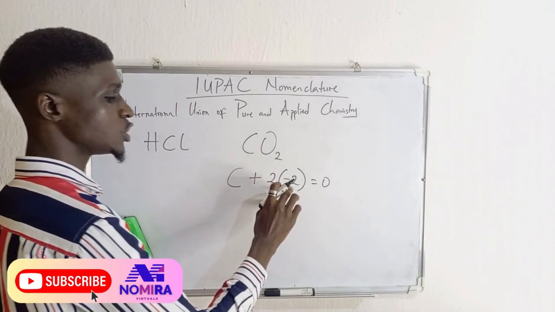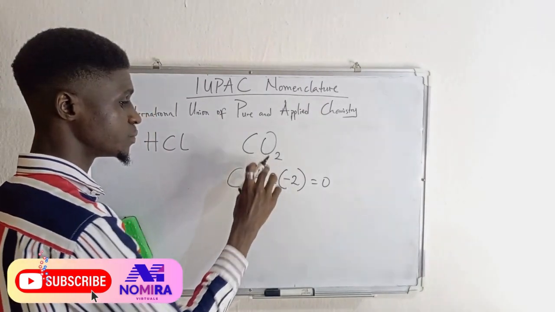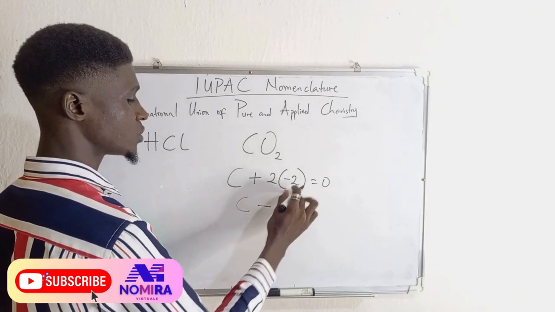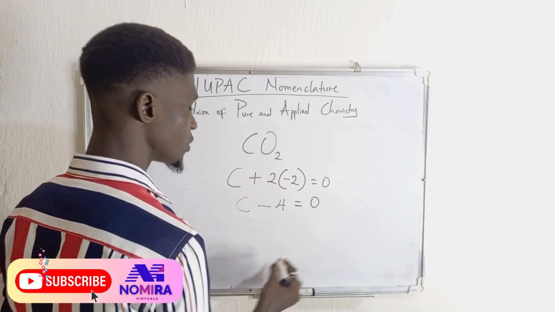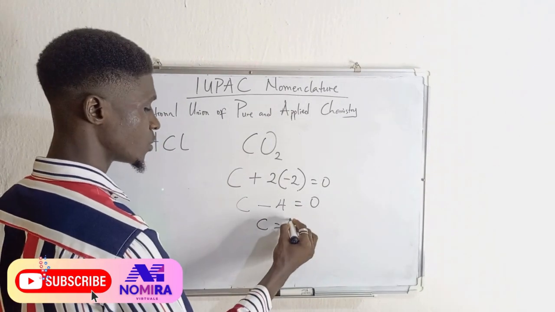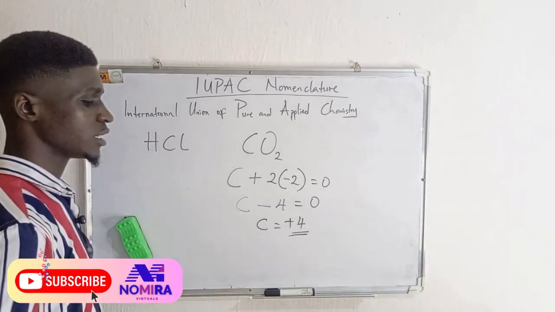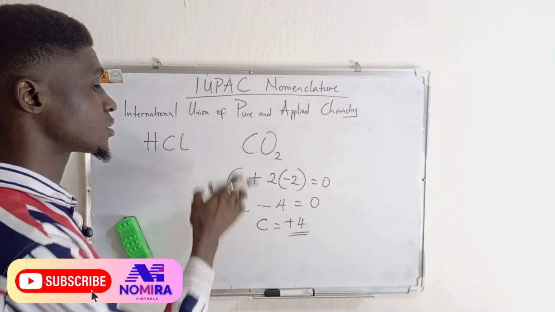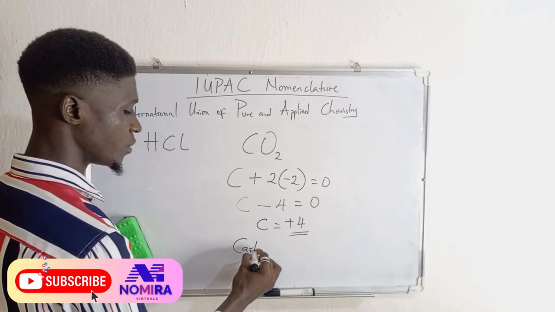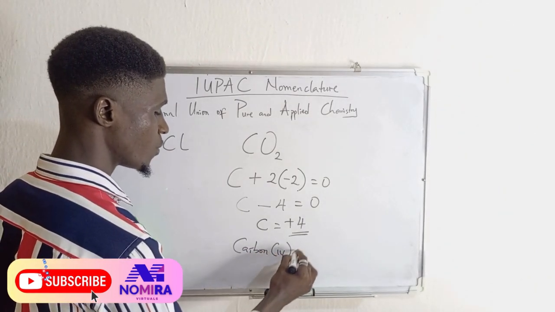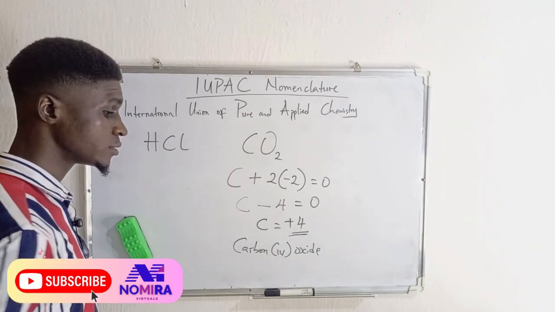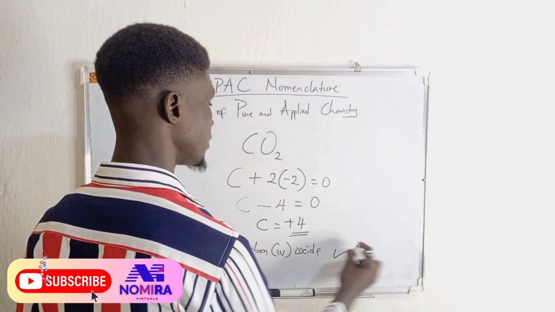So I will still have to teach you how to get the oxidation number of oxygen. But then let me finish with this. We have C, plus times minus is what? Minus 2 times 2 is what? 4, equal to what? 0. Then we have C equal to, when this crosses over to the other side of the equality, you have what? Plus 4. It means that the oxidation number of carbon in this compound CO2 is +4. Therefore, the name is carbon 4 oxide. This is the 4 here, represented in Roman numeral. So this is the IUPAC name for this compound.